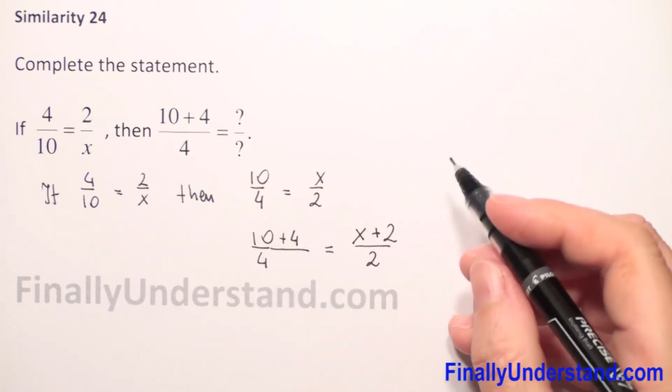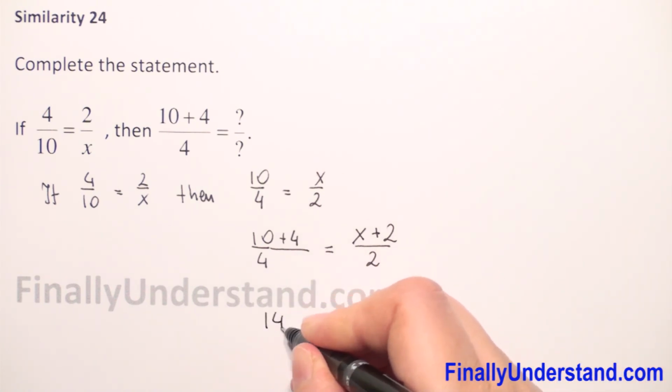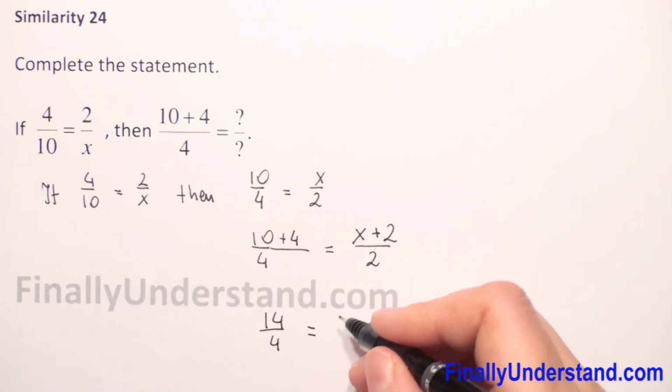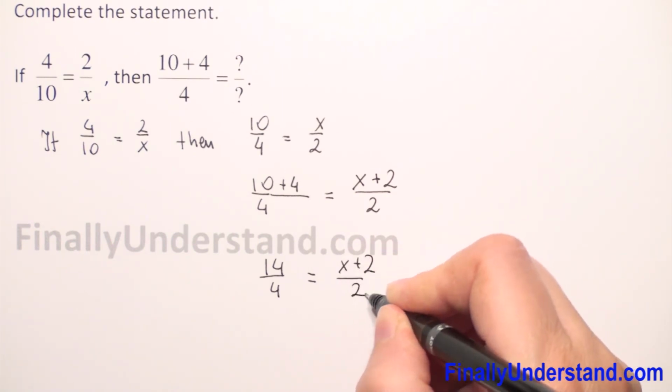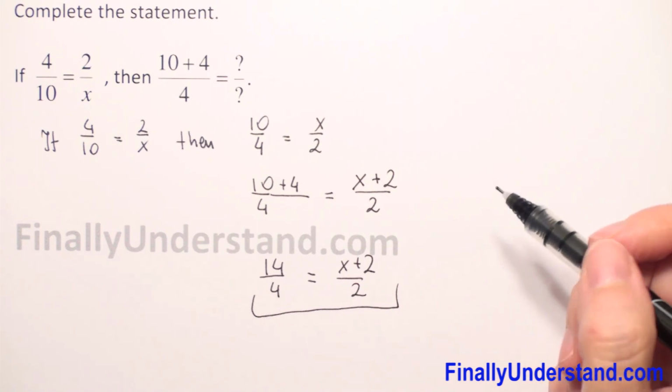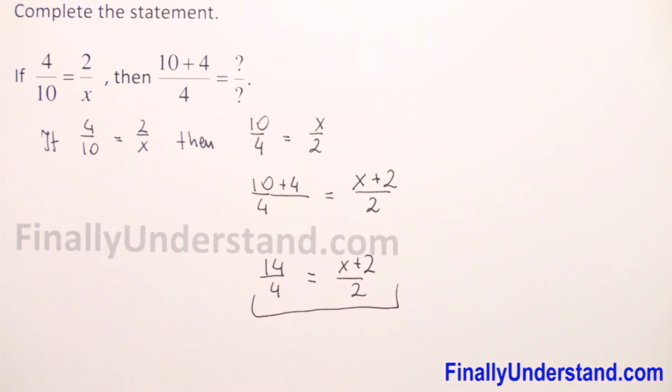10 plus 4 is 14 over 4, is equal to, and the right side we copy, (x plus 2) over 2. This is also a true proportion. This is my solution.